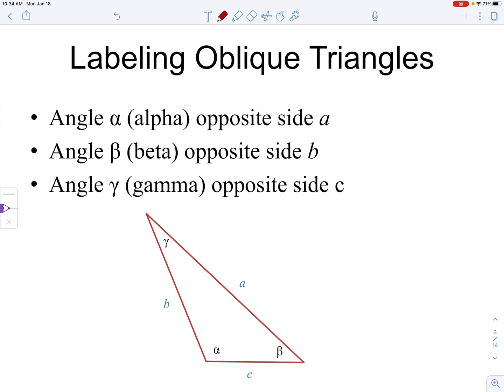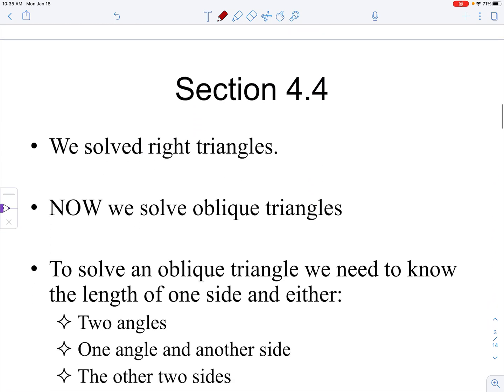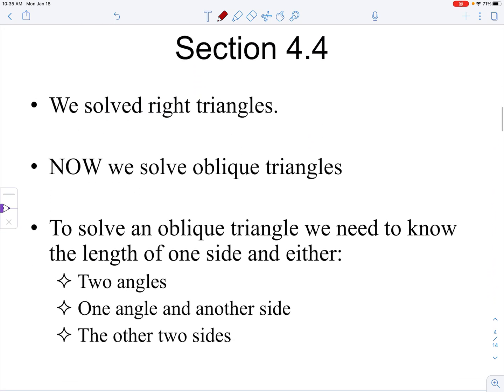This is going to be our labeling technique for our triangles, and we're staying consistent with our textbook. Different textbooks might use different labeling, but this is what we're going to use. So the side opposite the angle alpha will be lowercase a, the side opposite the angle beta will be lowercase b, and the side opposite gamma will be lowercase c.